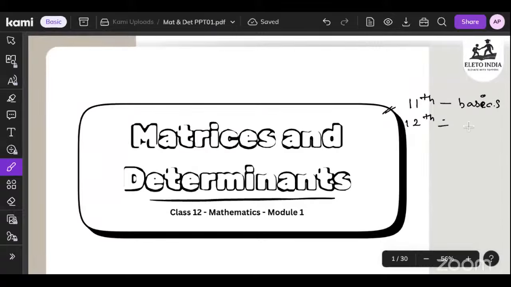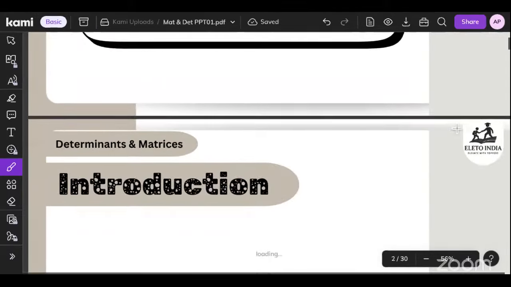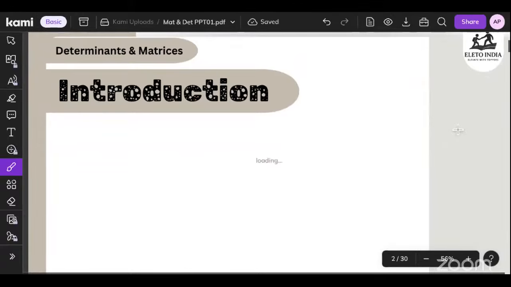Basics. And then in 12th standard, you will be studying somewhat the determinants, their properties and then rank, and some methods like Gauss Jordan method, Cramer's rule, like that you will be studying in the 12th standard. Okay, let us start from the basics.